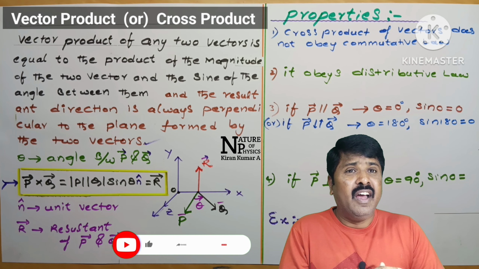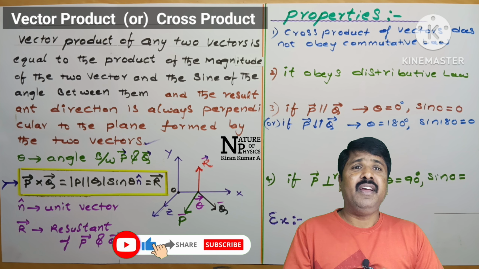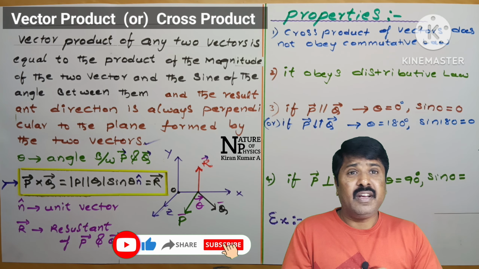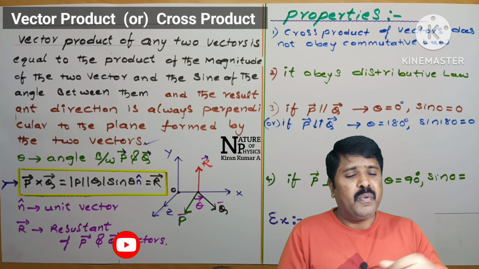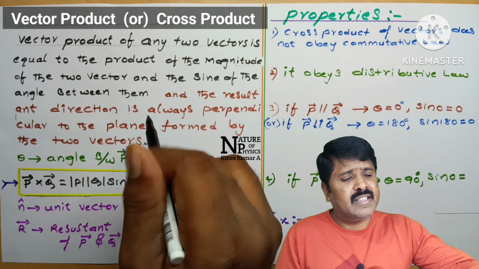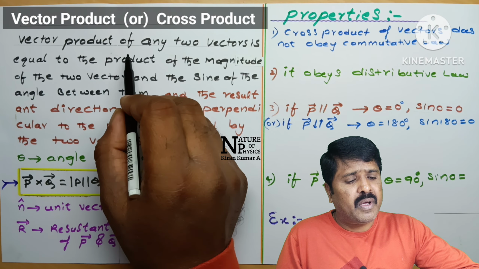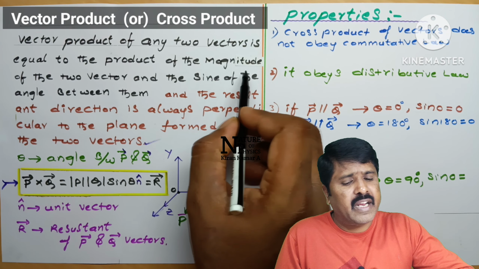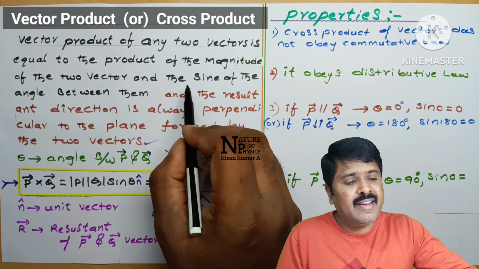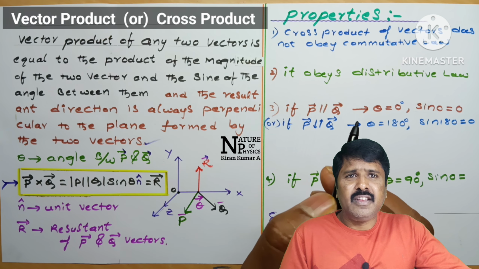Today's topic is one of the important SAQs from vectors. See students, the vector product, or another name, the cross product. The vector product of any two vectors is equal to the product of the magnitudes of the two vectors and the sine of the angle between them.